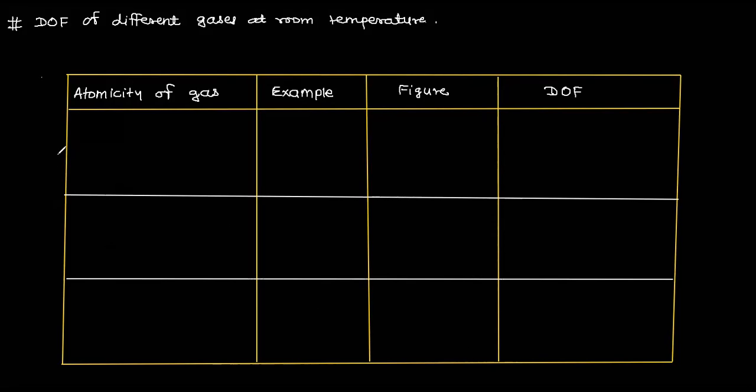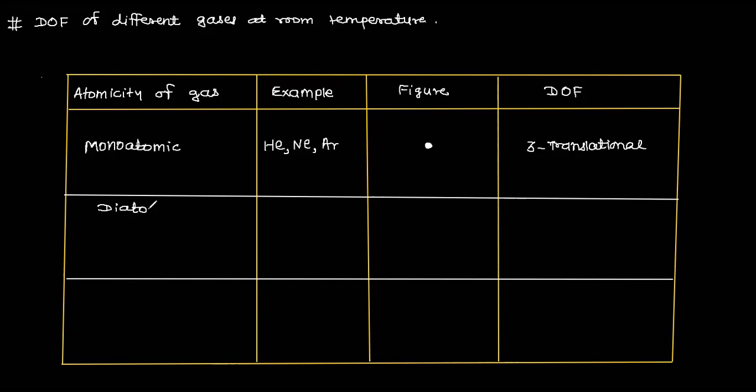So the first one is monoatomic. Example is what? Helium, neon, argon. And this diagram is what? Just a translatory motion, that's a dot. Degrees of freedom, how many? Three, and all are translational. They can only move along each axis, that is translatory motion only. Okay, three translational.